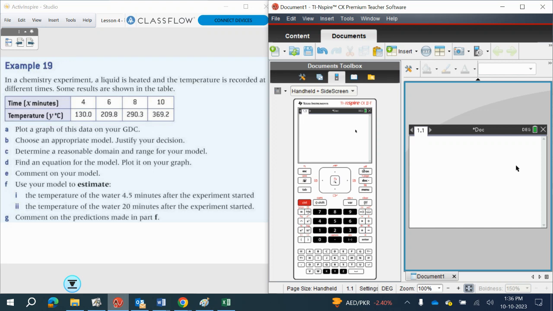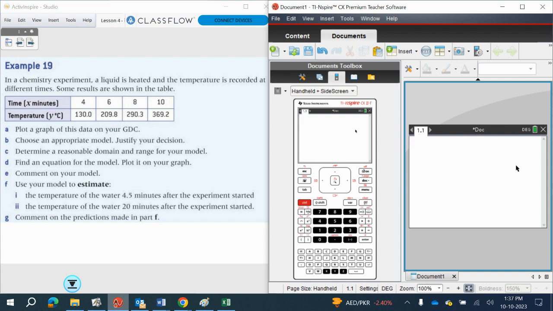Okay, so we're going to look at modeling with linear functions. So some linear modeling for this question. We're told that in a chemistry experiment, a liquid is heated up and the temperature is recorded at different times. Some results are shown in the table. We need to plot a graph of this data on our calculators.